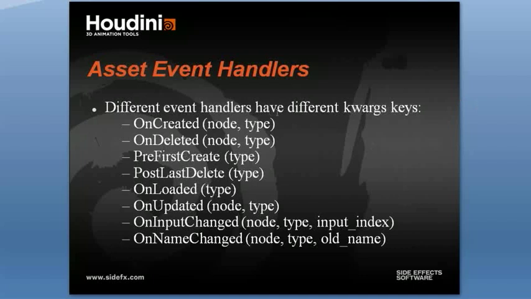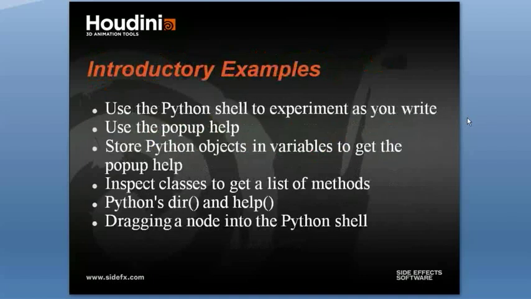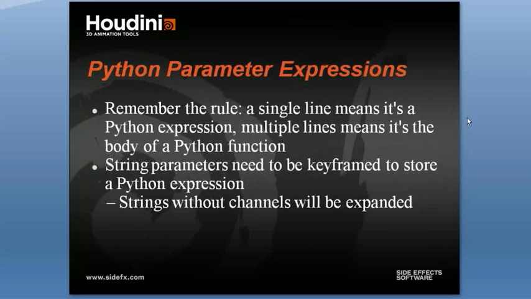Just to note, different event handlers had different things in that kwargs dictionary. So we saw the onCreated one that had node and type. Most of them have node, so onDeleted, anything where it actually involves a node. If the node gets updated, onUpdated takes it in. If you rewire it or change the name of the node, they get passed in the node. But other handlers also get passed in different parameters. So for example, after you delete the last instance of that node type, it just gets passed in a type parameter.